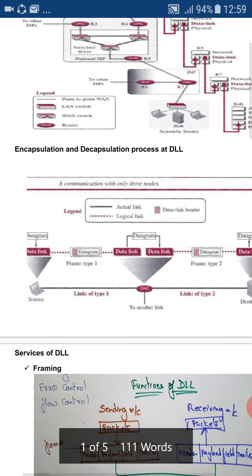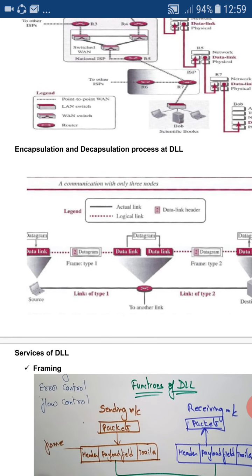Initially, the source receives the datagram from the network layer. Then, for this datagram, the data link layer will attach its own header. Then it will make the datagram into a frame. That frame is logically transferred to the data link layer of the router.